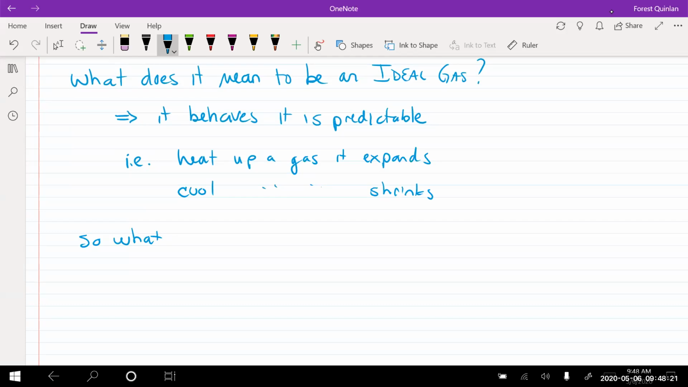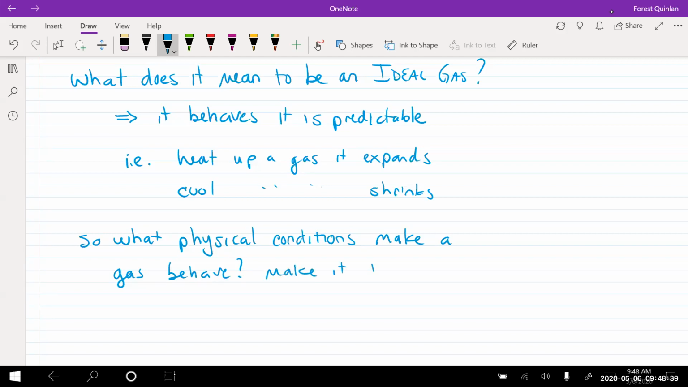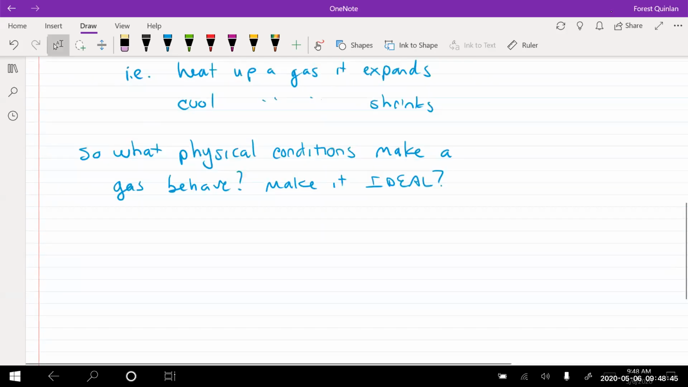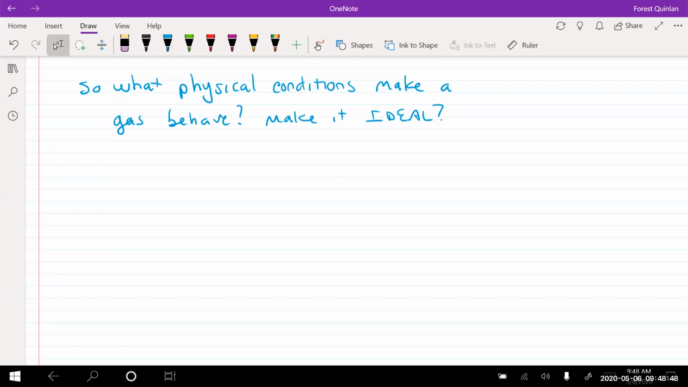So what physical conditions make a gas behave? Make it ideal? Temperature and pressure are definitely the things. Reagan, you just had it backward is all. What I'm going to put down here is relatively high temperature and relatively low pressure.